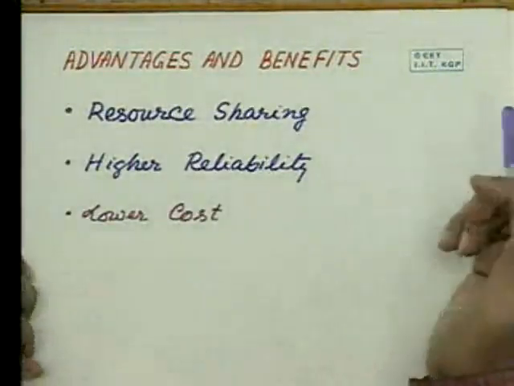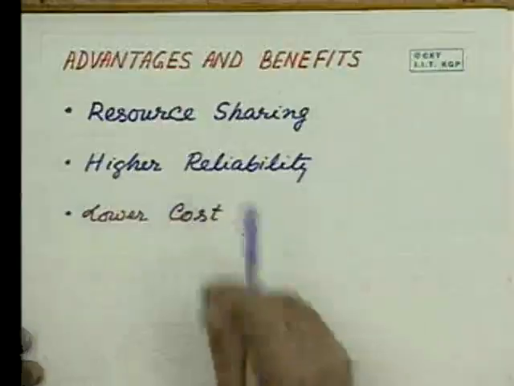Then it has been found that a computer network gives you lower cost. You can implement the same computing facility at a lower cost. Suppose a workstation gives some performance, you may get 10 times more performance from a mainframe computer, but for that you have to pay 100 to 1000 times more. So if you can implement a network of computers which will serve your computing requirement, you can do it at a much lower cost using computer networks.